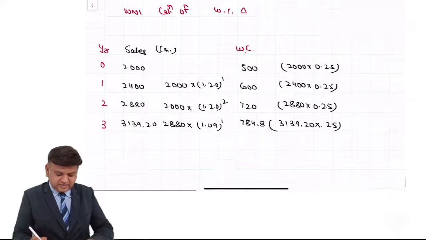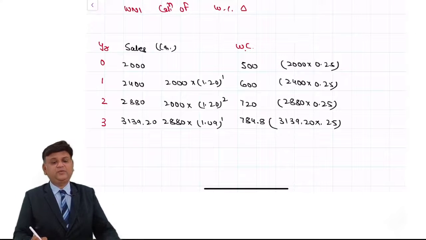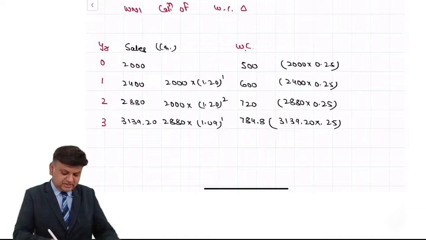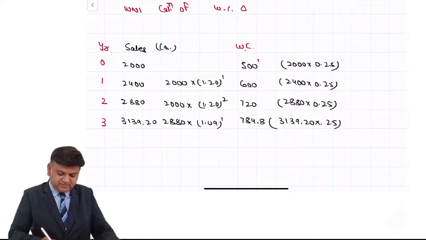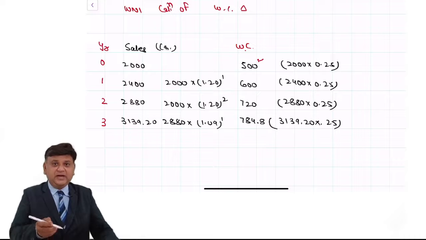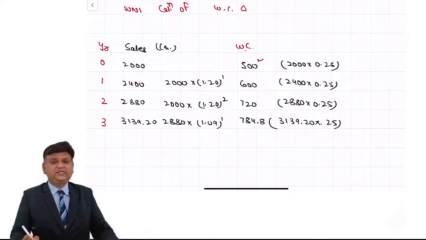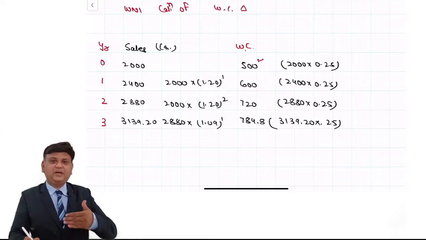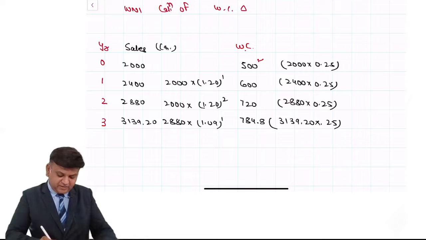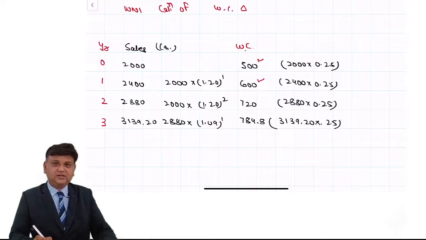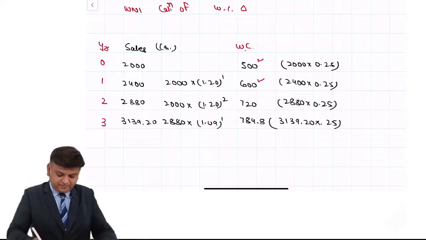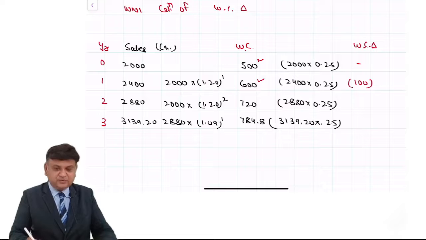That is the way we'll calculate the working capital. What we have to understand, friends, is that this is the working capital investment that we have made right now. At the end of year 1 we require 600. We already have 500, so the working capital change will be 100. That is an investment which is supposed to be made.